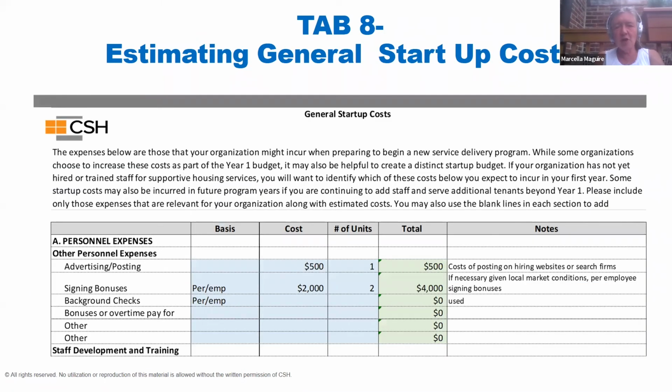There's another tab on general startup costs. I think this is tab 8. I can't see it because I'm in presenter view, but this is estimating general startup costs: what it costs to advertise for staff, signing bonuses, background checks, all different things, staff development and training, all of those things that you just never think of when you're starting a business, but cost money if you're paying people in order to work for you. So anything in blue is something that you can put in there, you can add, you can subtract, you can put in what it costs for you, and then that will give you, in that budget tab 2, your budget summary, all of these general startup costs.